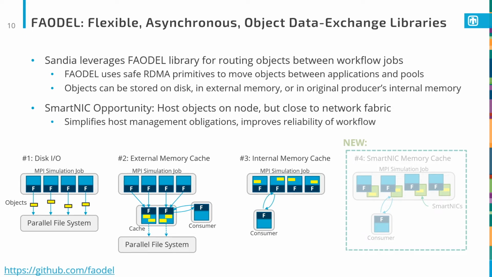Third, memory pools can also be hosted within the ranks of the simulation. This approach is useful in scenarios where consumers only need a small portion of the simulation data and is more efficient to leave the objects in place on the producers than to publish them out to external nodes. And finally, SmartNICs provide us with a fourth option where simulation nodes publish objects to the local SmartNIC. This approach allows us to store data in close proximity to the simulation ranks, but still in memory that's external to the application.